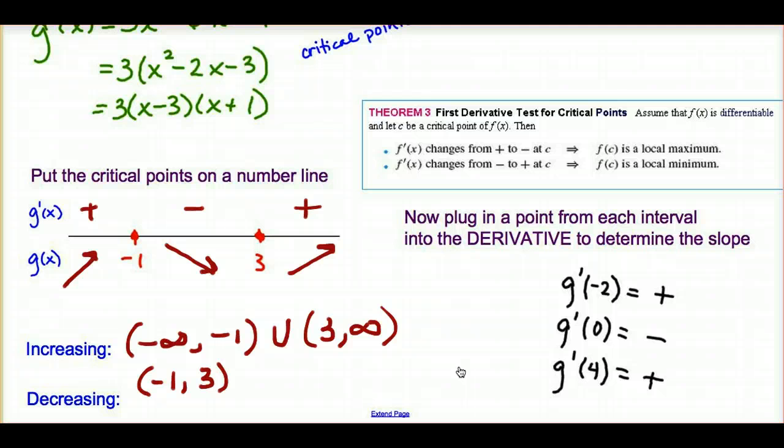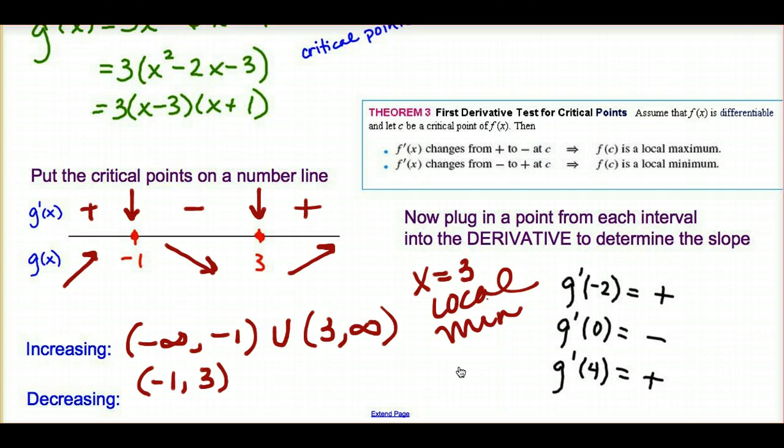I also know that this point right here is going to be a maximum, and this point right here is going to be a minimum. So at x equals 3, what do I have? I have a local min. And at x equals -1, I have a local max.